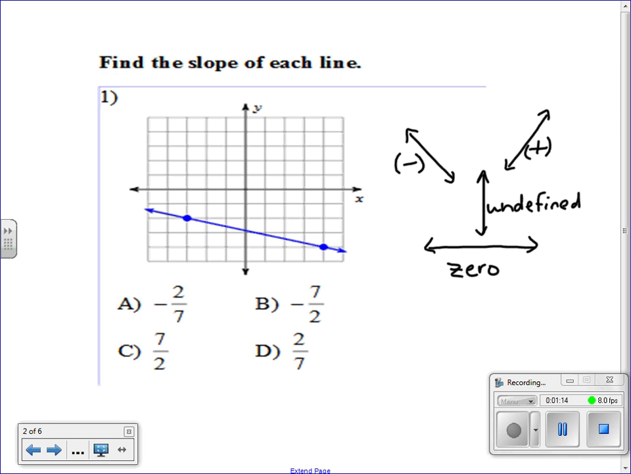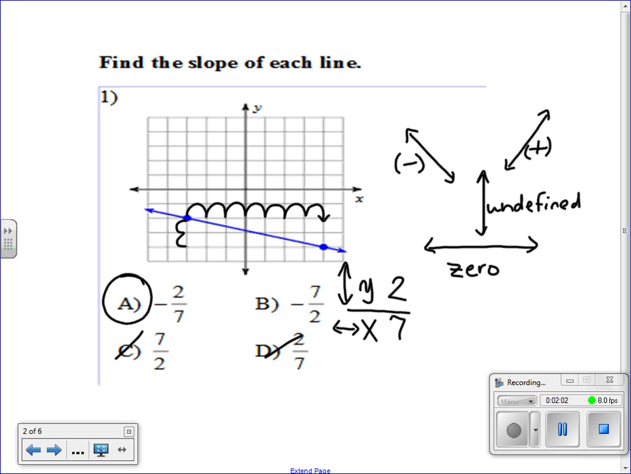In having the slope face, therefore, you can automatically eliminate, by looking at the direction in which your line is showing in problem number 1, 2 of your answer choices, being answer choices C and D, which are positive. What we are left to do is find the change in y over the change in x. And we do this by counting. So from here to here, I go down 2. From here over here, it is 7. Therefore, my slope is negative 2 over 7, answer choice A.